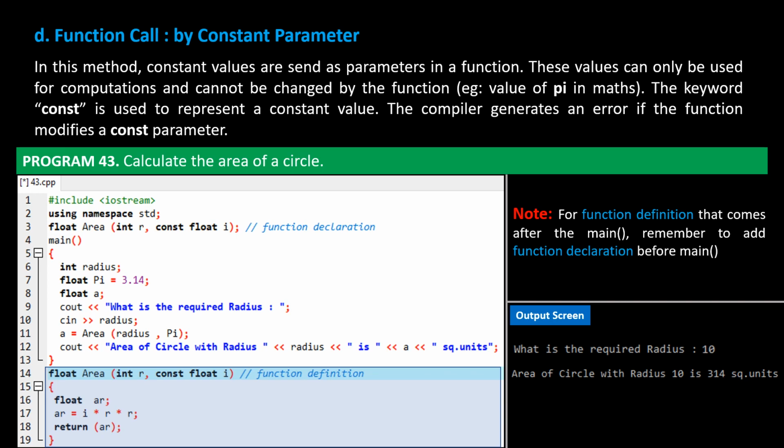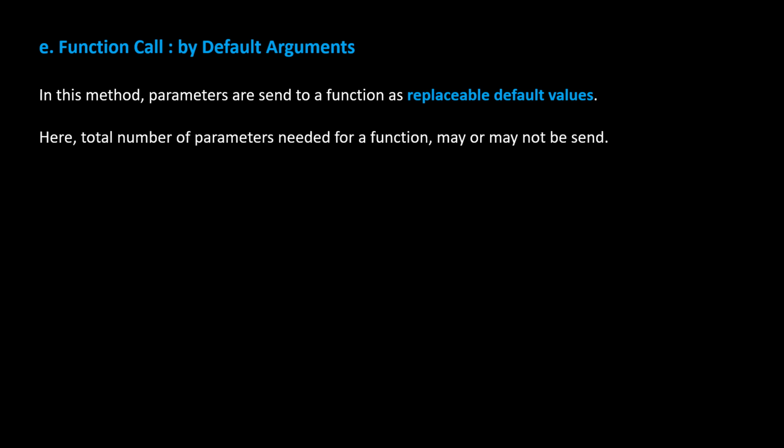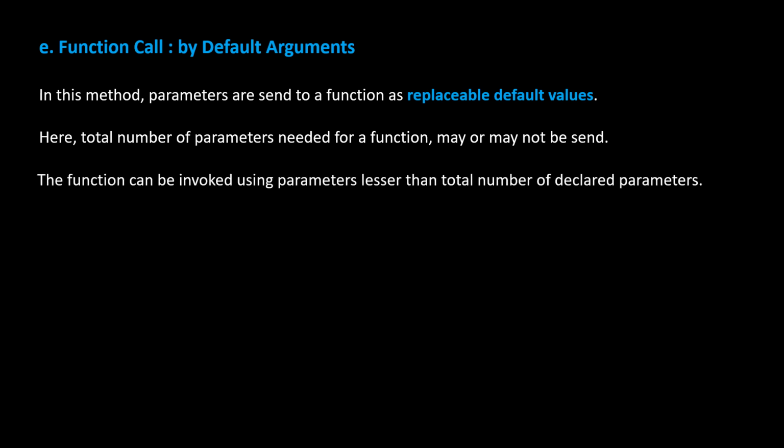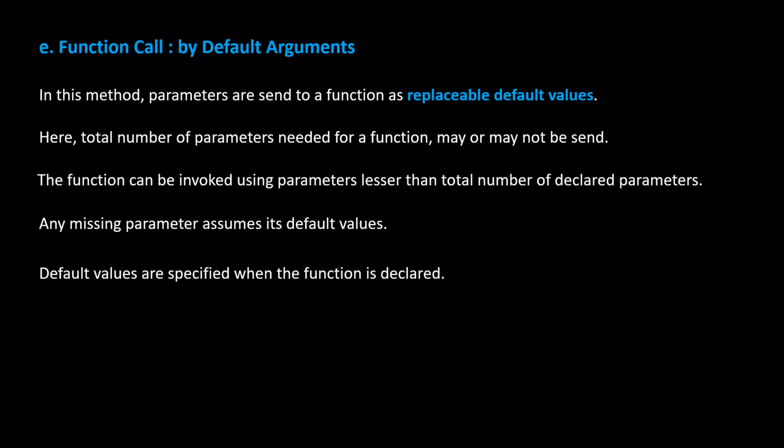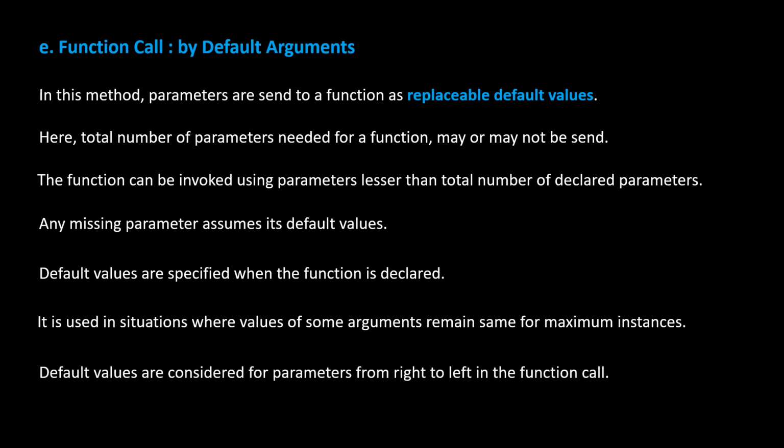Let's next look into the function call by passing of default arguments. In this method, parameters are sent to a function as replaceable default values. Here, total number of parameters needed for a function may or may not be sent. The function can be invoked using parameters lesser than total number of declared parameters. Any missing parameter assumes its default values. Default values are specified when the function is declared. It is used in situations where values of some arguments remain same for maximum instances. Default values are considered for parameters from right to left in the function call.